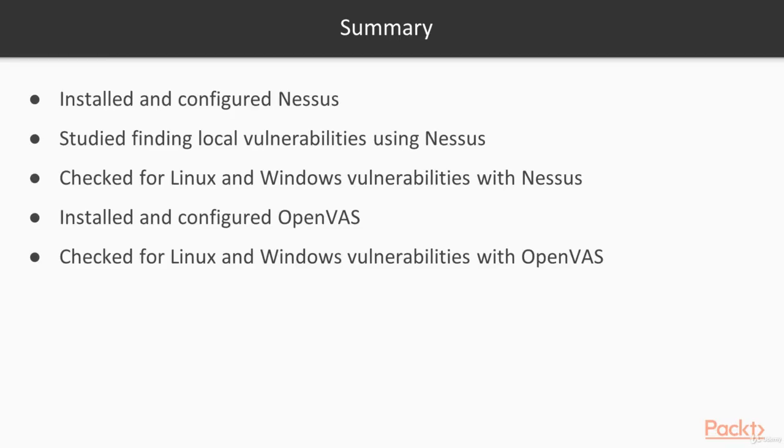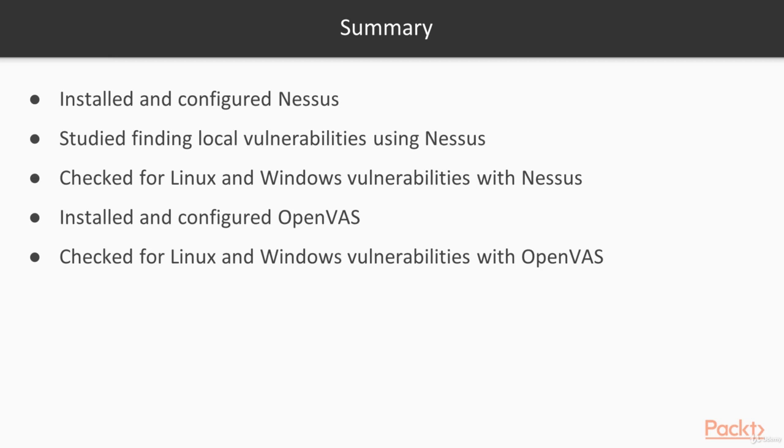Now let's look at a summary of what we learned in this section. The first thing we looked at was how to install and configure Nessus, that being our first vulnerability scanner. We then looked at how to log in, and finally an overview of the interface. We then moved on to finding local vulnerabilities using Nessus, so vulnerabilities on our local operating system, in this case Kali Linux. We then moved on to checking for Linux and Windows vulnerabilities with Nessus. So this was more of checking for OS specific vulnerabilities, how to find vulnerabilities on Windows and on Linux.